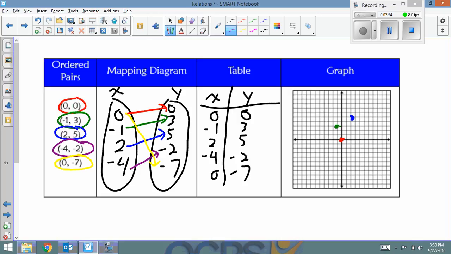Okay. -4 means I go left 4. The -2 means I go down 2 units. So right there. And then 0 means I don't go anywhere. -7 means I go down 7. Which would be right there.